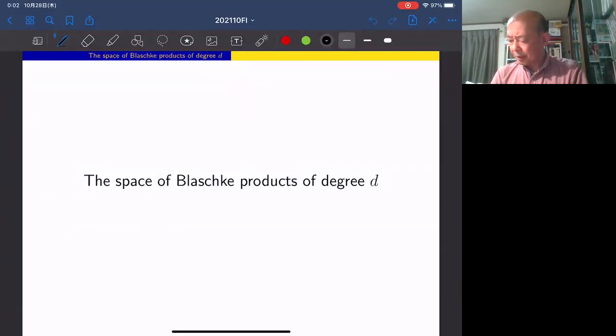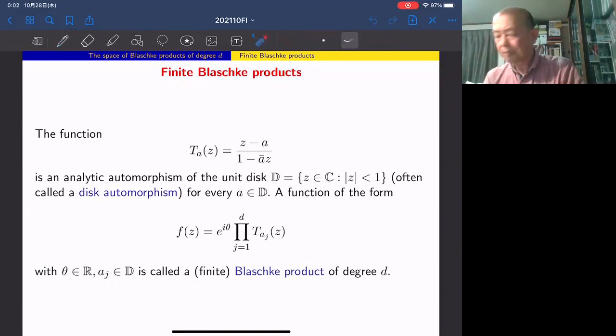So let us see the space of Blaschke products of degree D. The function of this form is the well-known analytic automorphism of the unit disk in the complex plane. This is just a disk automorphism in the following, for every point in the unit disk. A product of this kind of disk automorphisms and some unimodular constant is called a Blaschke product of degree D. This is a standard definition.